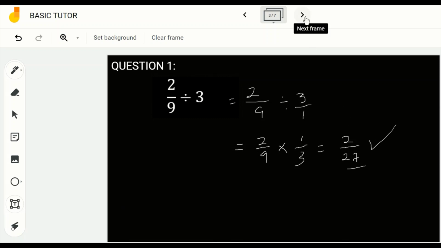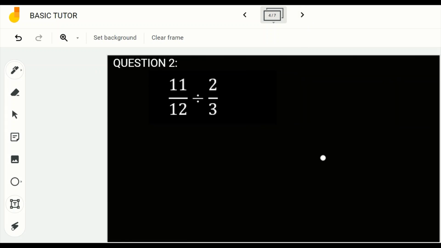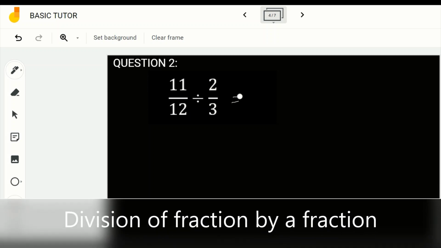Let's look at question 2. Here is another question. 11 over 12 divided by 2 over 3. In this case, we are dividing a fraction by a fraction. So we have 11 over 12. Step 1, division changes to multiplication. Step 2, we find the reciprocal of the right hand side. So 2 over 3 becomes 3 over 2.